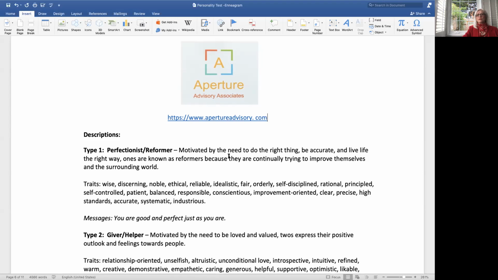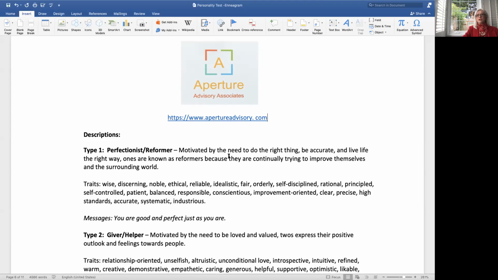Now, in terms of the healthy traits, ones are generally wise and discerning and noble. So those can be characteristics that really help your teammates. You are also typically very reliable and idealistic. You're fair-minded. The one can be very orderly, rational, and principled. Self-controlled, which can be good because they're not going to get into a heated argument. They're going to be more patient and balanced. They are typically very responsible and conscientious. And in their communications, they tend to be very clear and precise, and very accurate.